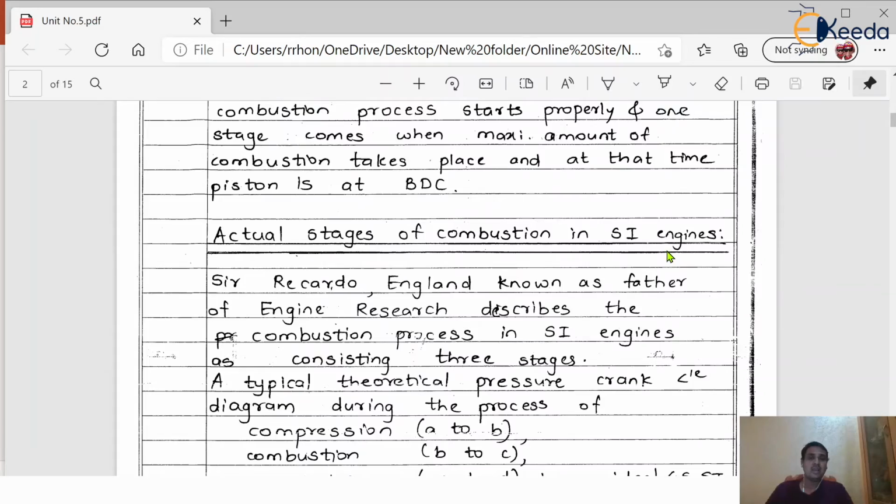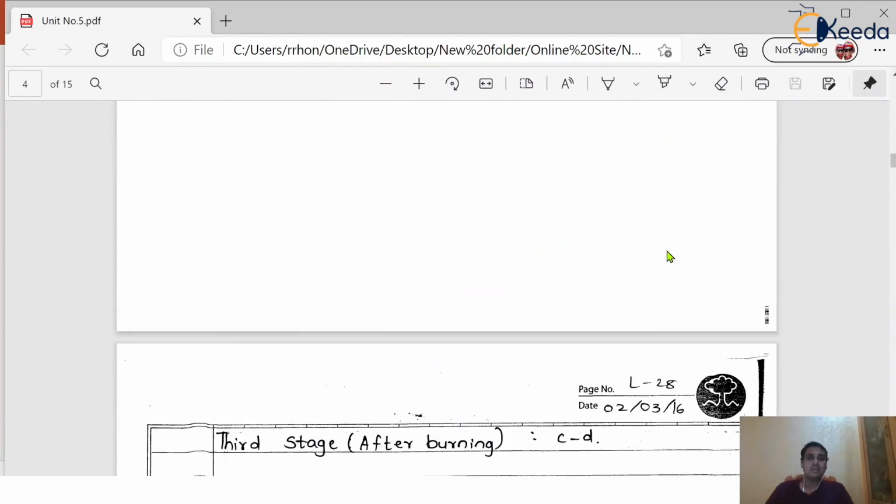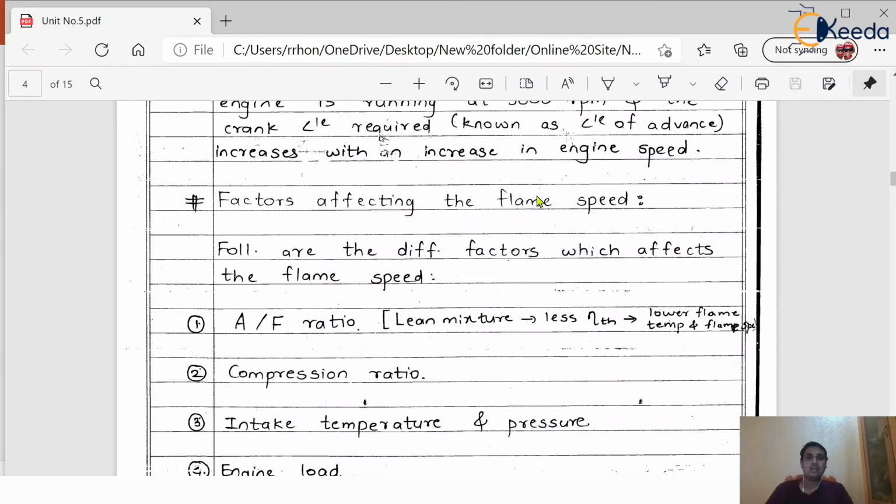So what are the different reasons behind which the flame speed will be affected? Those factors we are going to discuss here. Definitely, if the flame moves at normal velocity, then the engine will give good efficiency. But if the flame speed is not as per the requirement of the engine, it will not be good for the engine, and it will affect the performance of the engine. So with this, we will discuss what are the different factors which affect the flame speed.